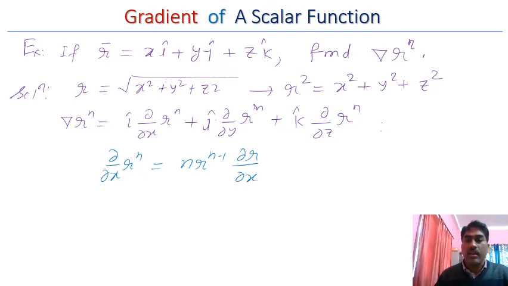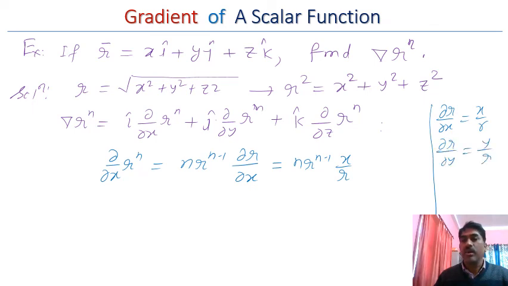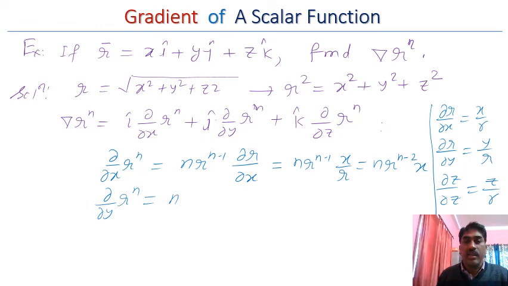And in the previous lecture I told you to remember this formula. When r² is this, ∂r/∂x is x/r. So this is n rⁿ⁻¹ x/r. I am repeating this: ∂r/∂x is x/r, ∂r/∂y is y/r, and ∂r/∂z is z/r. You should always remember this, and thus we got n rⁿ⁻² x. So this is ∂/∂x of rⁿ. Similarly, ∂/∂y of rⁿ gives n rⁿ⁻² y, and ∂/∂z of rⁿ gives n rⁿ⁻² z.